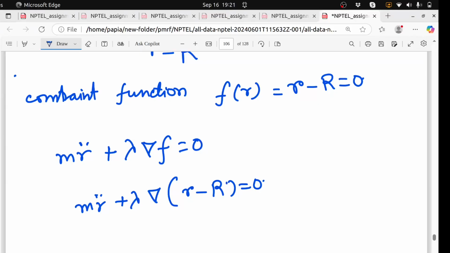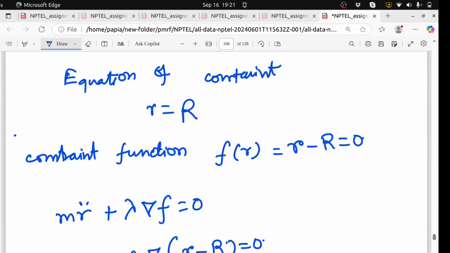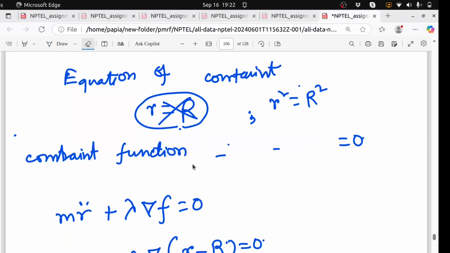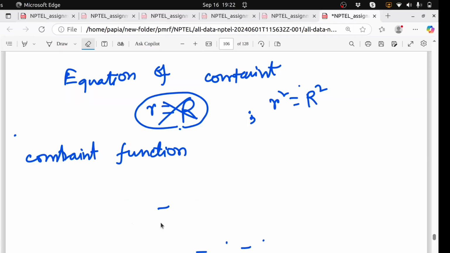Or basically here, r is equal to R, that means r square will be equal to R square. It should be like that. It is not the correct one, because we can see that r square is equal to x square plus y square plus z square. That should be R square, right? That is the sphere equation. Yeah, I should not write like that. Okay, let me just remove this one.